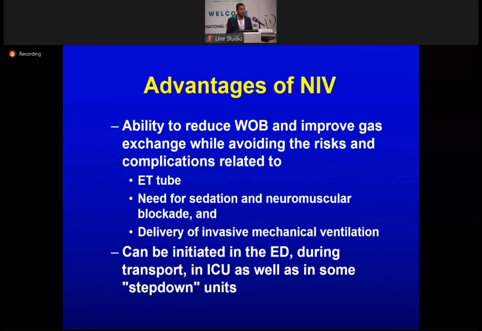What are the advantages of non-invasive ventilation? It has the ability to reduce work of breathing and improve gas exchange while avoiding the risks and complications related to ET tube. Remember, for intubation, you have to sedate the patient, you have to paralyze the patient so that the patient is apneic and not breathing on his own.